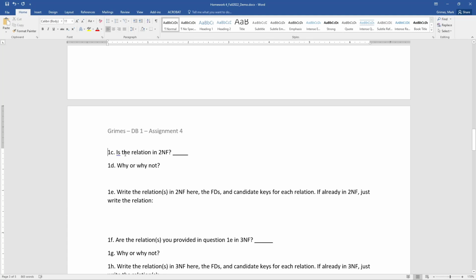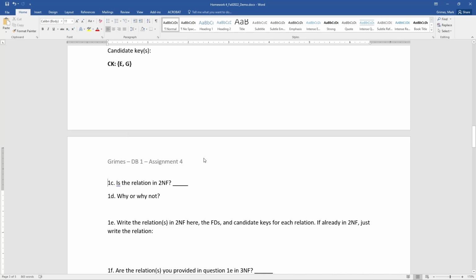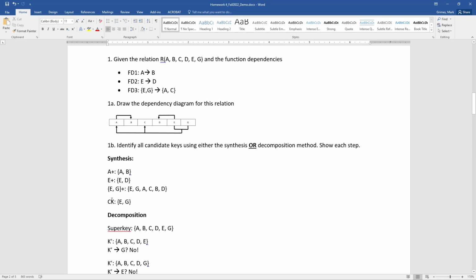Now, question 1C asks, is the relation in second normal form? Now, recall that a violation of second normal form is a partial dependency, and that's when you have a non-key attribute that is being functionally determined by a part of a candidate key. So in this case, we have a candidate key of EG. So we have two key attributes, E and G, and A, B, C, and D are all non-key attributes.